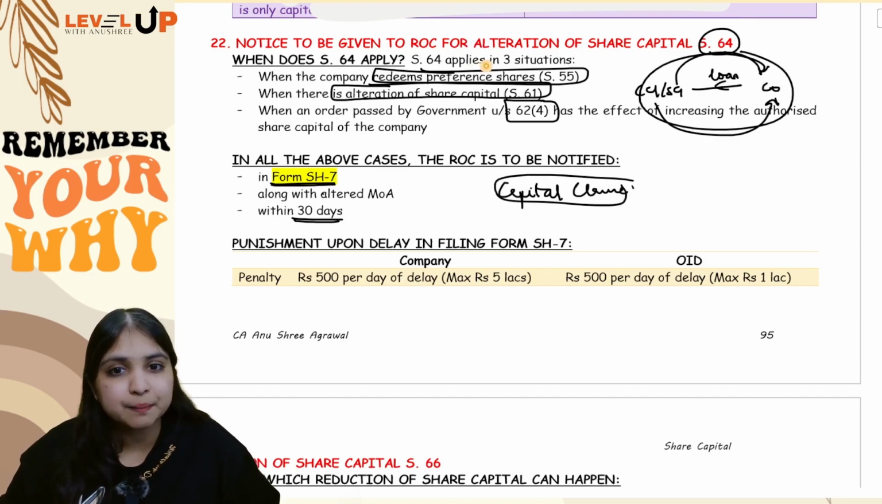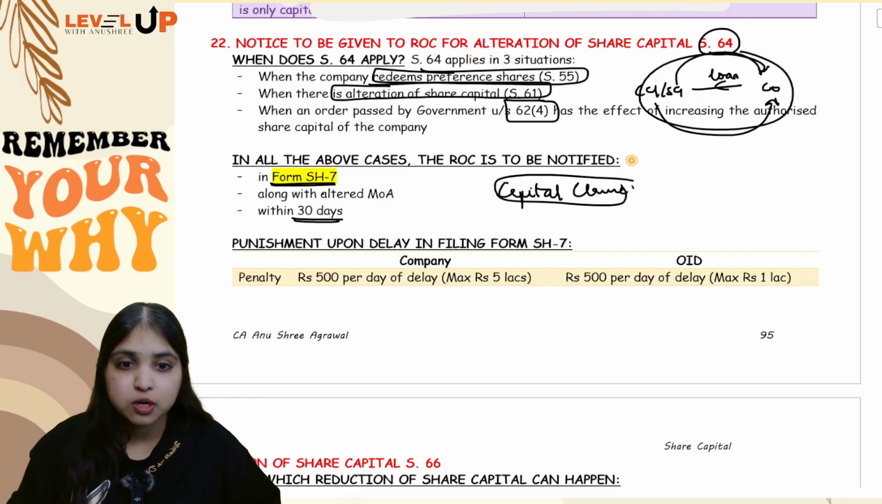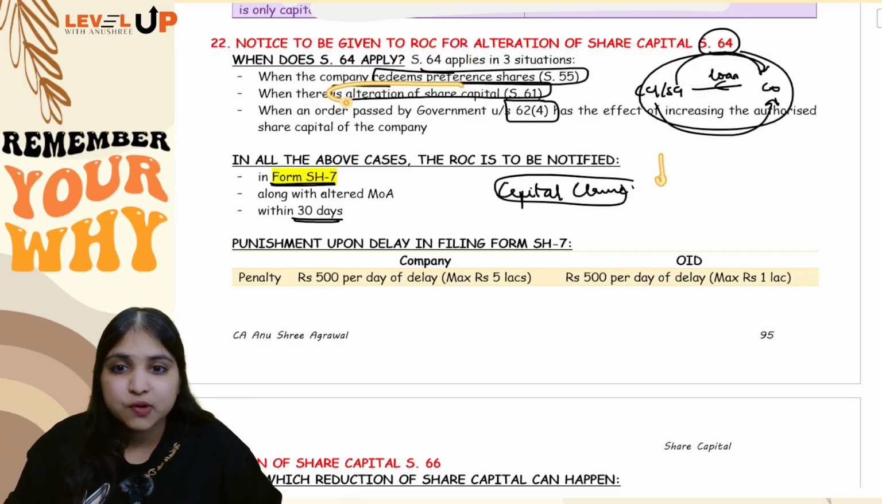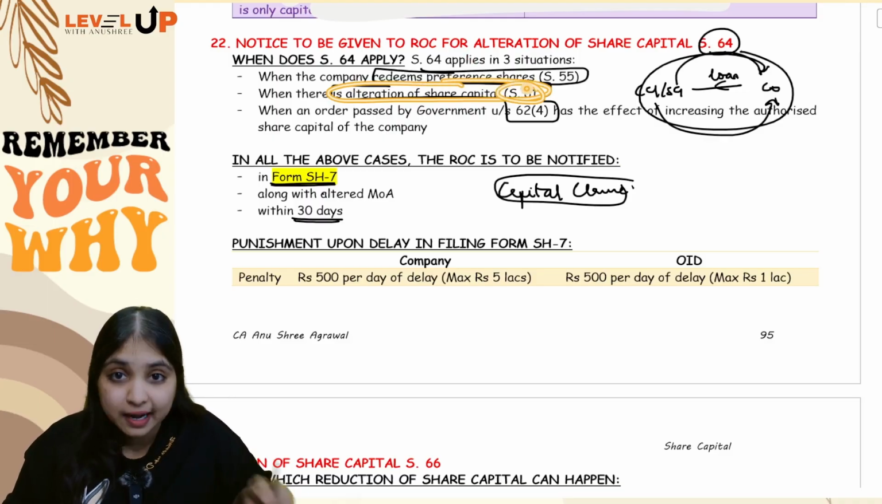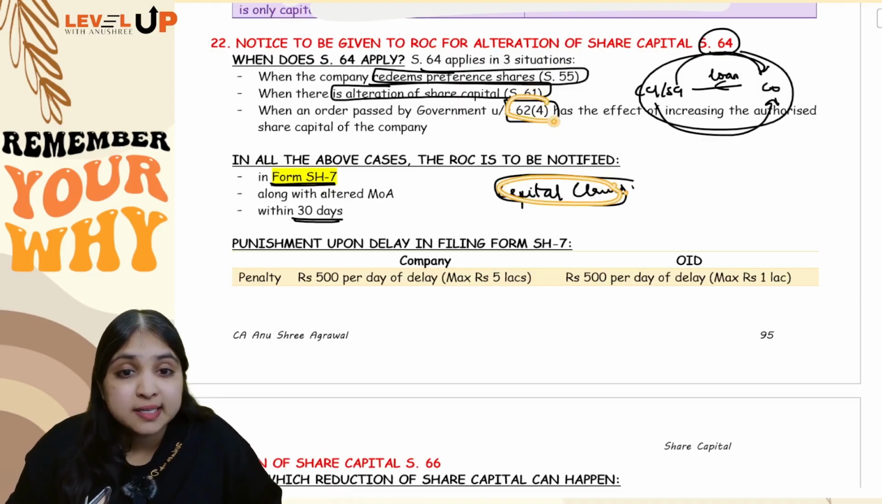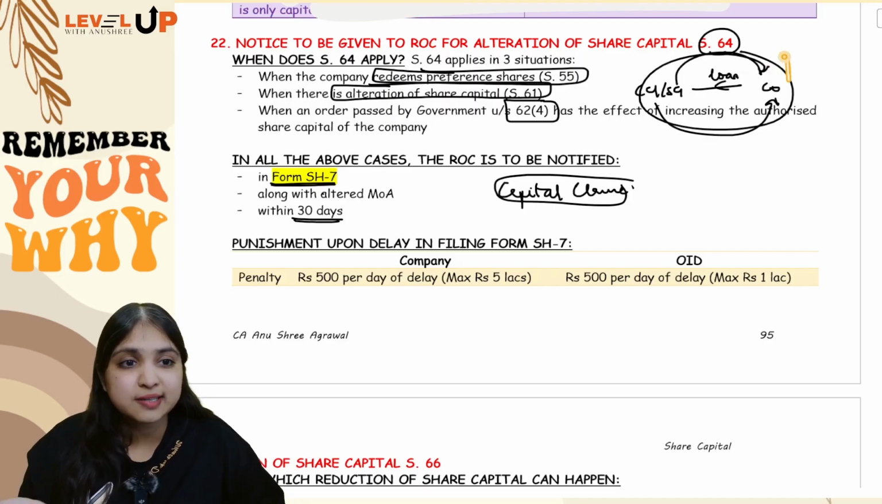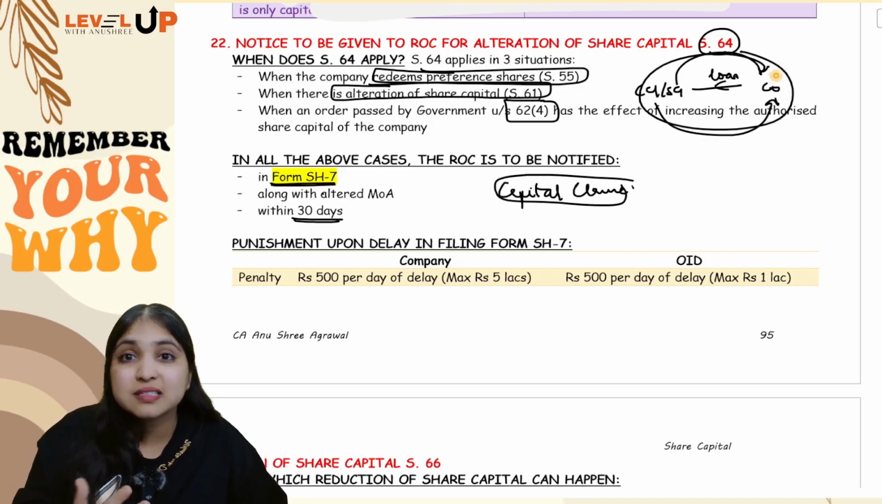Like when we redeem preference share capital, the number will go down, so authorized capital will change. When we alter the share capital, this we know very well, in fact Section 61 targets authorized capital only, targets the capital clause only. In 62 subsection 4, we learned that whenever the loan gets converted into equity shares, the total number of equity shares in the company will increase upon this conversion. To that extent, authorized capital is deemed to be increased.